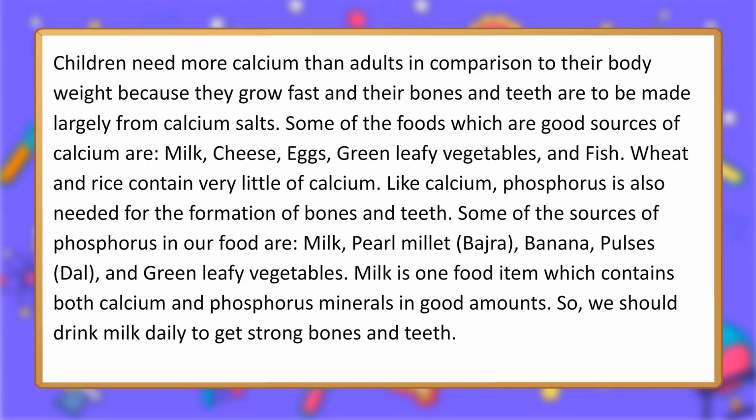Like calcium, phosphorus is also needed for the formation of bones and teeth. Some of the sources of phosphorus in our food are milk, pearl millet, bajra, banana, pulses, dal and green leafy vegetables. Milk is one food item which contains both calcium and phosphorus in good amounts. So, we should drink milk daily to get strong bones and teeth.